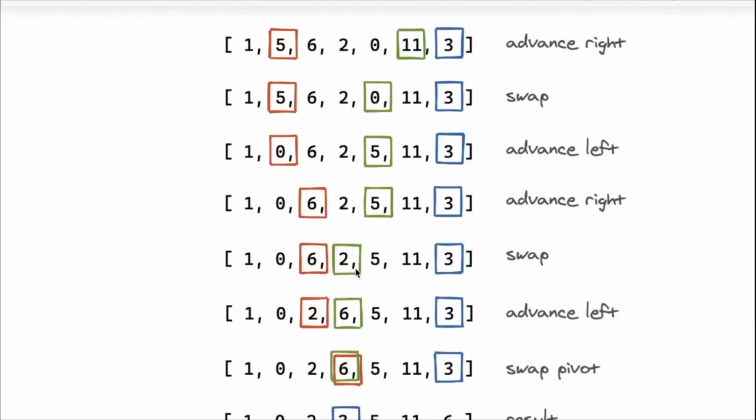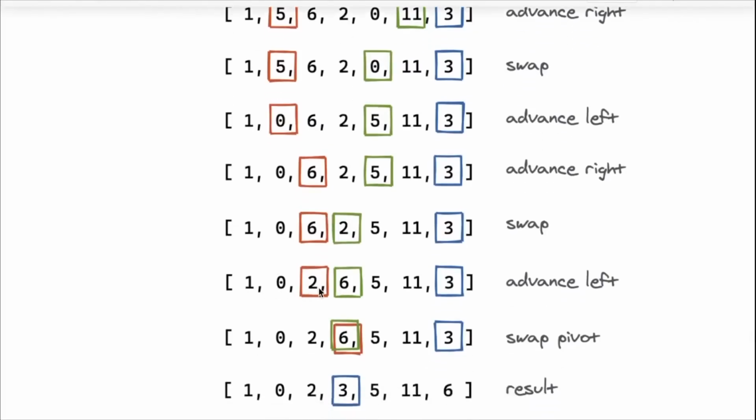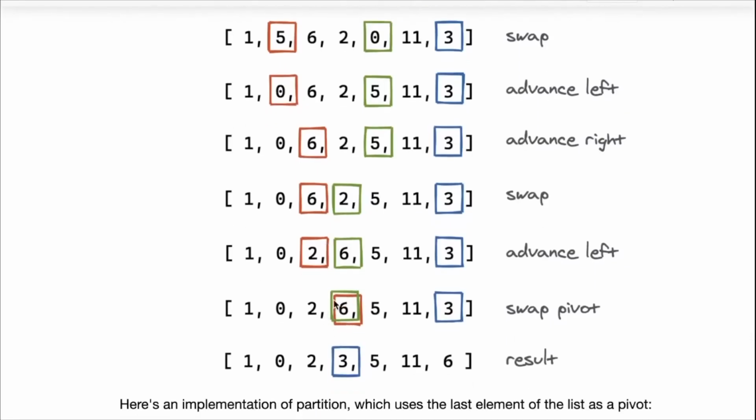We want it to be larger. So we swap these two because these two are once again out of order. And now you can see that 1, 0, 2 are all smaller than the pivot, and 6, 5, 11 are all larger than the pivot. So we do one final check. Is 2 smaller than the pivot? Yes. So we advance the left pointer, and now both of the pointers are at the same position.